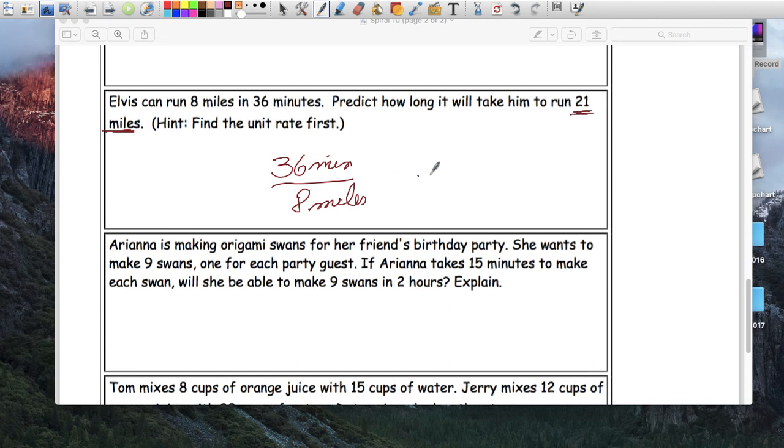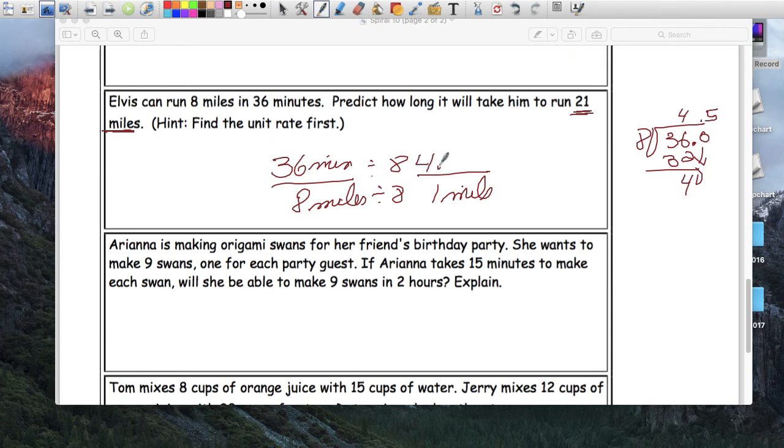Find the unit rate. What happens in 1 mile? Divide by 8. Divide by 8. And I have no idea what that is. And I just shut off my phone. And let's just do this the old-fashioned way. 36 divided by 8 goes 4. 32. 4. Add a decimal. Add a 0. Bring the 0 down. So 4.5. Easy. So 36 divided by 8 is 4.5 minutes. So in 1 mile, it'll take him 4.5 minutes.